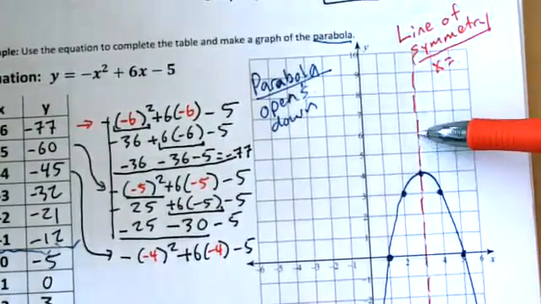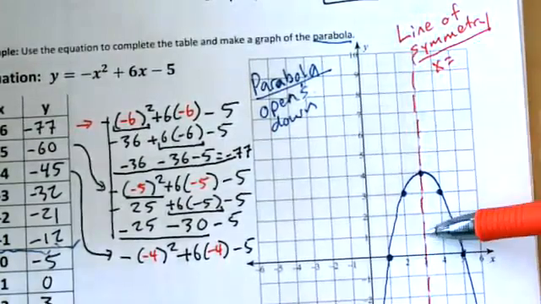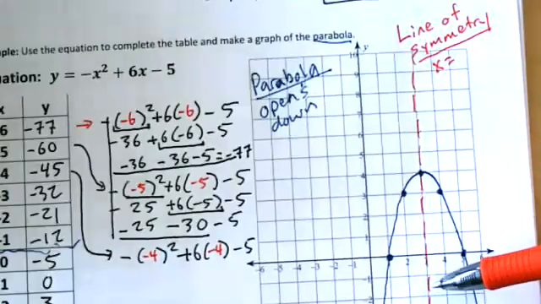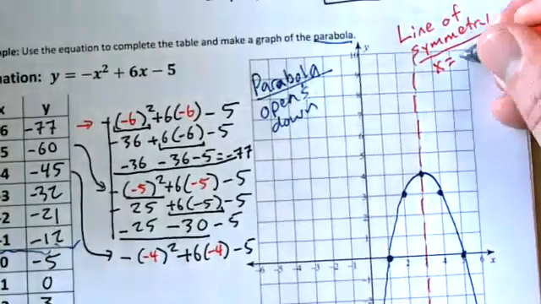What's the x-coordinate of this point? What's the x-coordinate of this point? And the x-coordinate of this point? All the points on this line have an x-coordinate of 3, don't they? So x equals 3. Now, you don't have to know that.